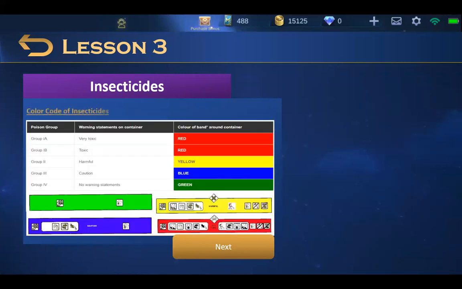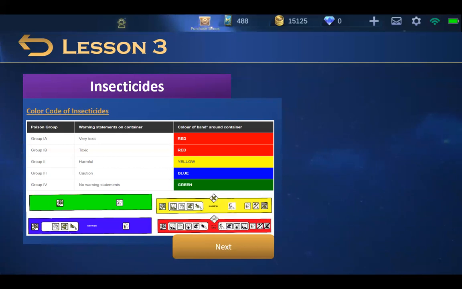So as you can see in the picture, we have the color code of insecticides. We have green, blue, yellow, and red. For group 1A, that is the red, is very toxic, and group 1B is also toxic. So that is the color red. For group 2, yellow color, that is harmful. Group 3, caution, that is blue. And group 4, no warning statements, which is labeled in a green color.